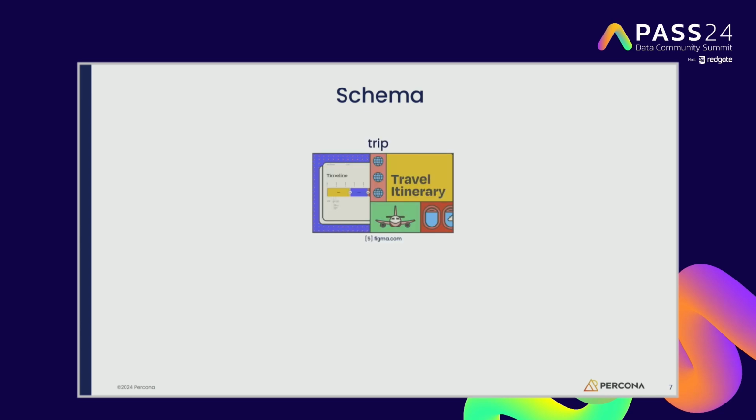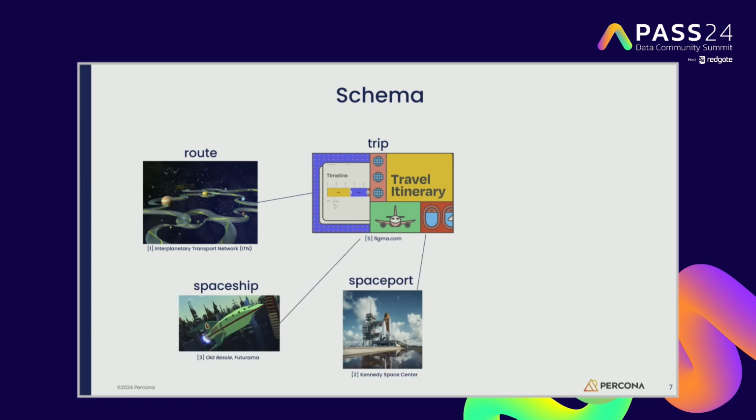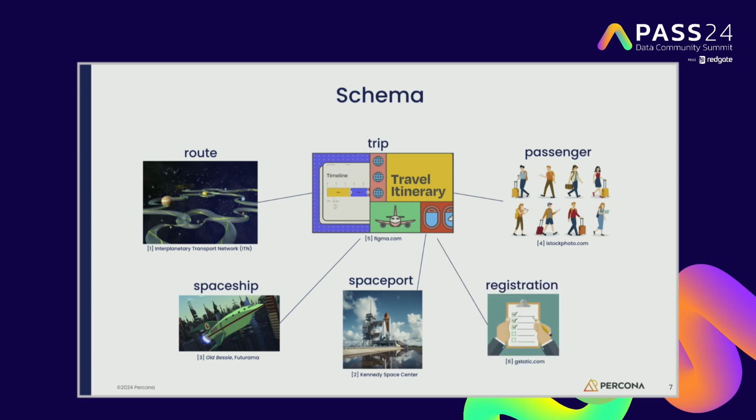I focus on my schema around trip because that's at the center of that, right? For a trip, we need to have a route, and we also need a spaceship. We need spaceports where the ship goes in every stop. We need passengers, of course, and we need our registration system, right? That's how I call it, the check-in system.